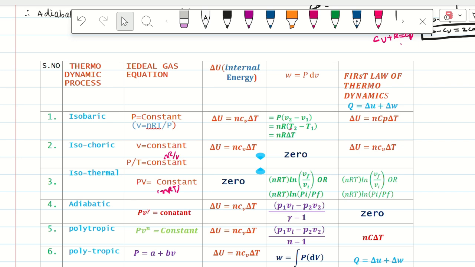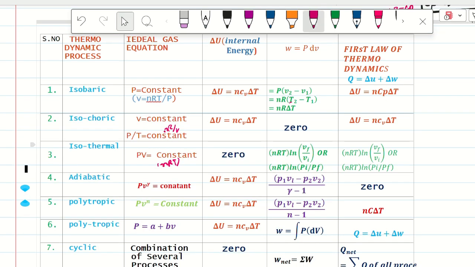Remaining problems I will explain in the next video, part 2, where I will explain the problems only. Now I have given the thermodynamic processes in one table, with the ideal gas equation for all the processes. Isobaric means P is constant, so V is proportional to T. Isochoric, V is constant, so P is proportional to T, as nR by V is constant. This is Charles law for constant P. Isothermal, T is constant, PV equals nRT. Adiabatic, PV^gamma equals constant, and polytropic, PV^n equals constant.